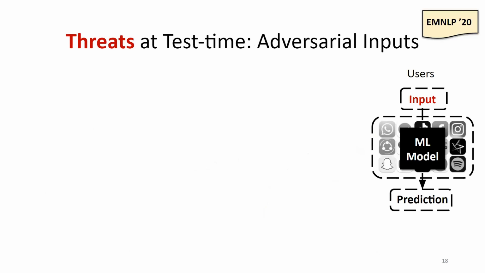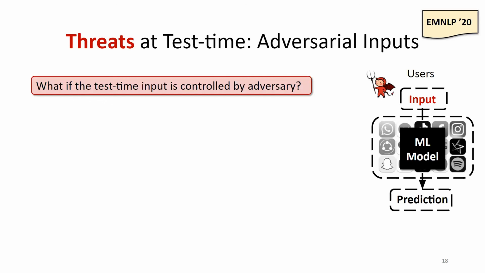Now let's talk about the threats we can have at test time. At test time, the model is deployed on the services and the users can interact with this model by feeding inputs and seeing the predictions. Perhaps one of the most well-known threats at test time are these adversarial inputs. These are inputs controlled by an adversary that are trying to trick the model into making unexpected predictions.